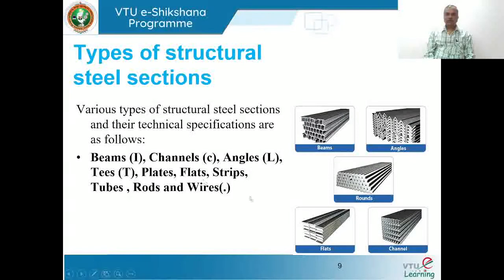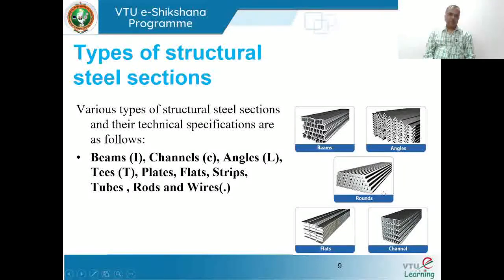So you can see some of the sections which I have taken from the Google. So these are all the different types of beam sections. They are the I sections, and these are the angle sections. These are the rounded cross sections, so solid tubes, and this is a flat section, and this is the channel section.